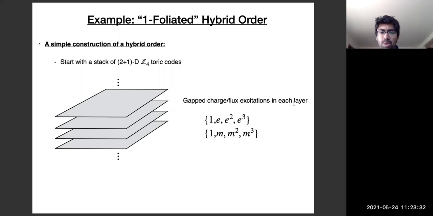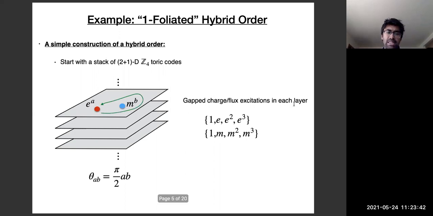So E and E cubed fuse to the vacuum, and E squared fuses with itself to the vacuum, and the fluxes are labeled similarly, M, M squared, and M cubed. And importantly, these two species of excitations have a braiding phase of e to the i theta, where theta is given by the expression on the screen.